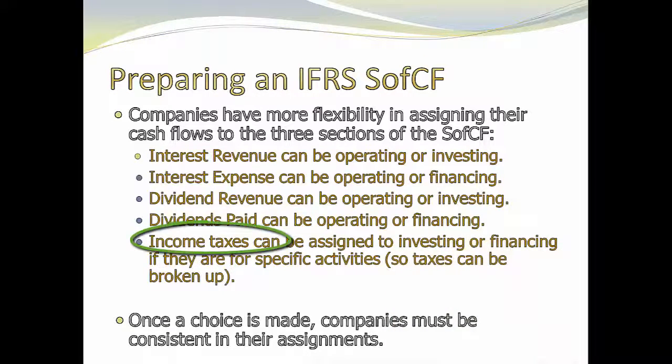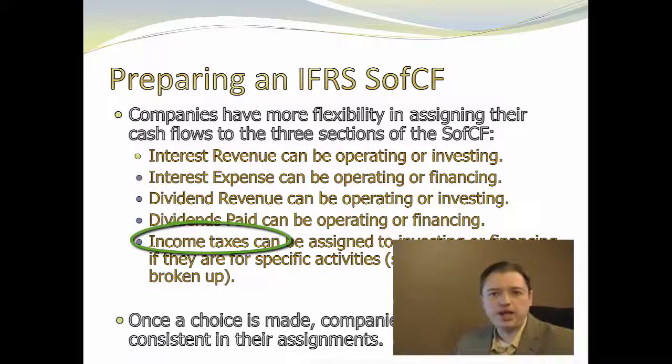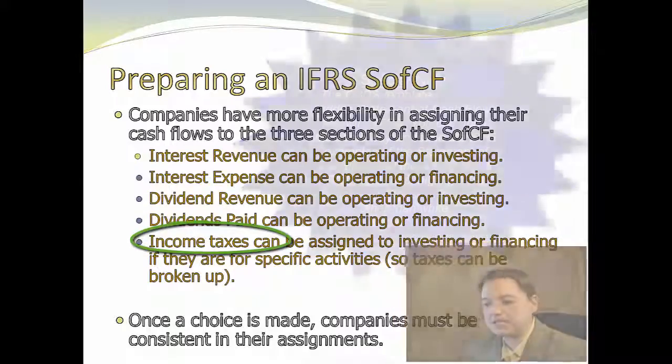Taxes, we have a choice on that one too. Again, you have to show cash paid as taxes, but you can break it down. You can do cash paid for taxes for operating activities, cash paid for taxes for investing activities, cash paid for taxes financing activities, or in operating, just cash flow from taxes. So you've got a choice, but you still have to show the cash paid. And the three of them have to add up to be the total amount your company paid in taxes.